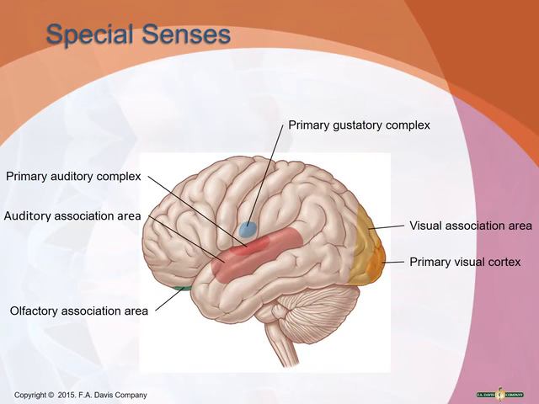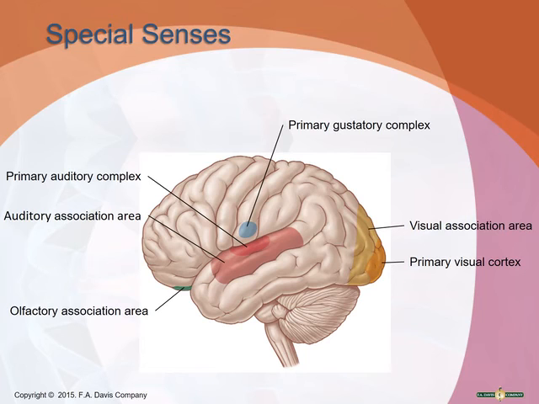Special senses. There are different areas of your brain that are associated with the special senses. The primary gustatory complex handles interpretation and sensation of taste. The primary visual cortex is responsible for sight. It governs the recognition of size, color, light, motion, and dimension. Visual association area interprets the information acquired through the primary visual cortex, and that allows us to recognize familiar objects.